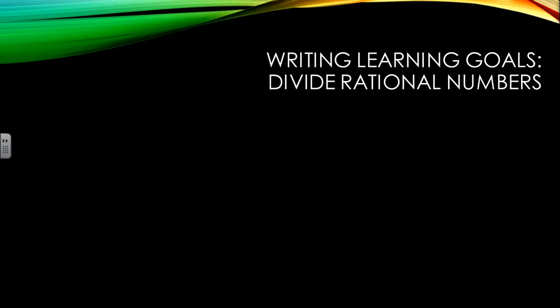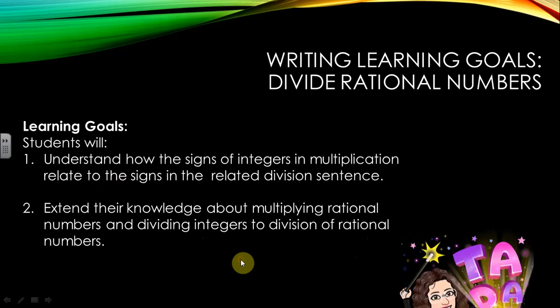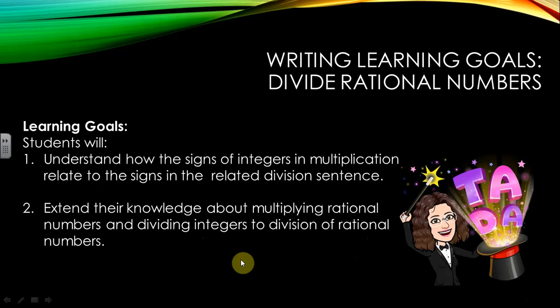The learning goals for this lesson might look like this. Students will understand how the signs of integers in multiplication relate to the signs in the related division sentence. And the second goal states that students will extend their knowledge about multiplying rational numbers and dividing integers to division of rational numbers. Ta-da! And just like that, we have a learning goal.